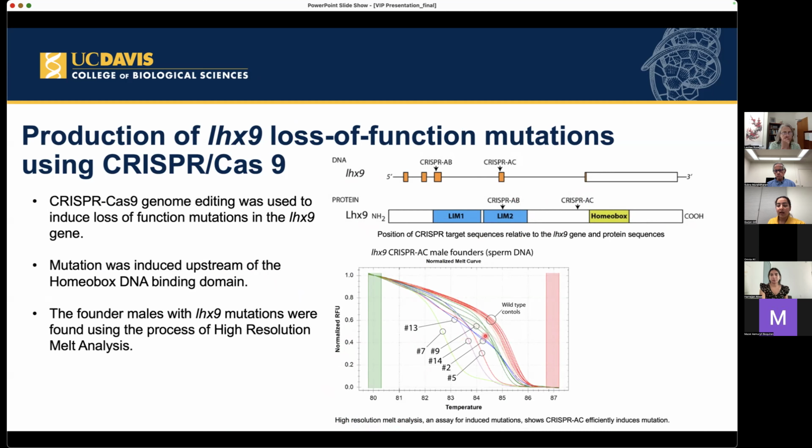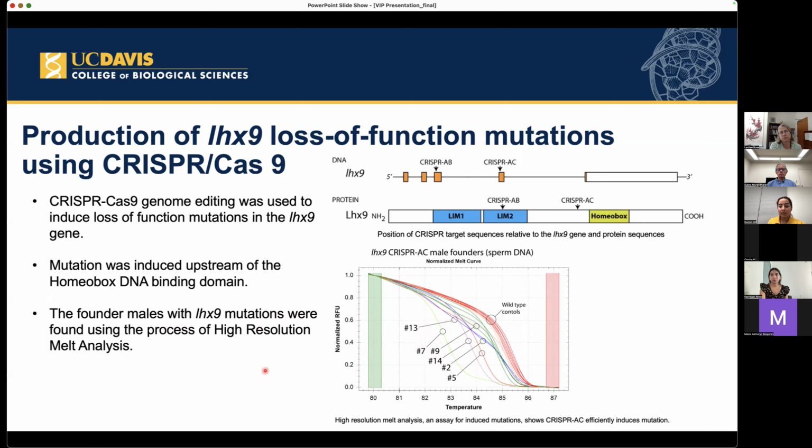Over here, we see that the zebrafish male fishes that got the CRISPR-AC injection had mutations. The red color is the wild type fishes that did not have the CRISPR injection, whereas the other male fishes are the ones that had the CRISPR injection. And we see that they have a deviation from the wild type curve, which means that these male fishes have some sort of mutation using CRISPR in their LHX9 DNA. We identified founder males with LHX9 mutations, which are these ones.